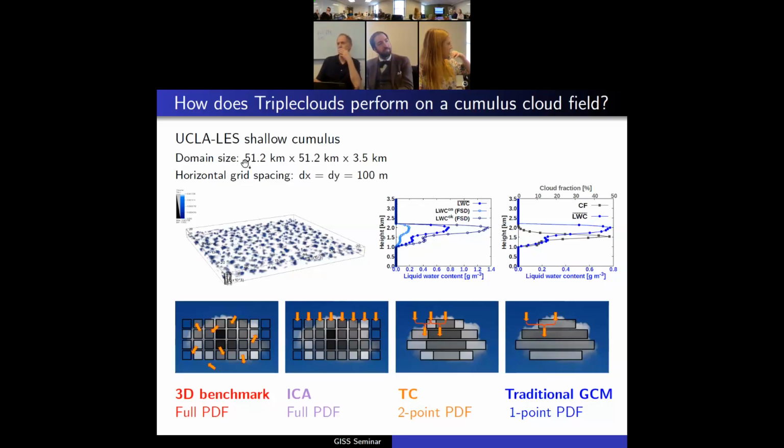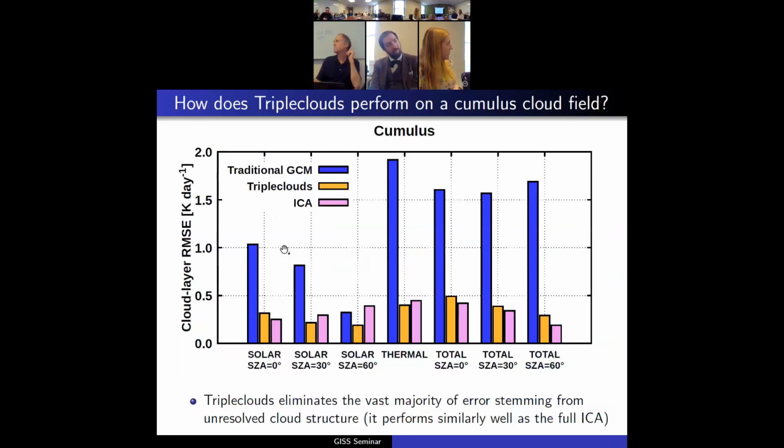We have a domain size of 50 times 50 kilometers with horizontal grid spacing of 100 meters, which means that I ended up with 1,000 LES pixels. So way more accurate than it's illustrated here. And I have run the 1D solver on this cloud field. And then, surprisingly, as you can see, sometimes Tripleclouds worked even better than the ICA.